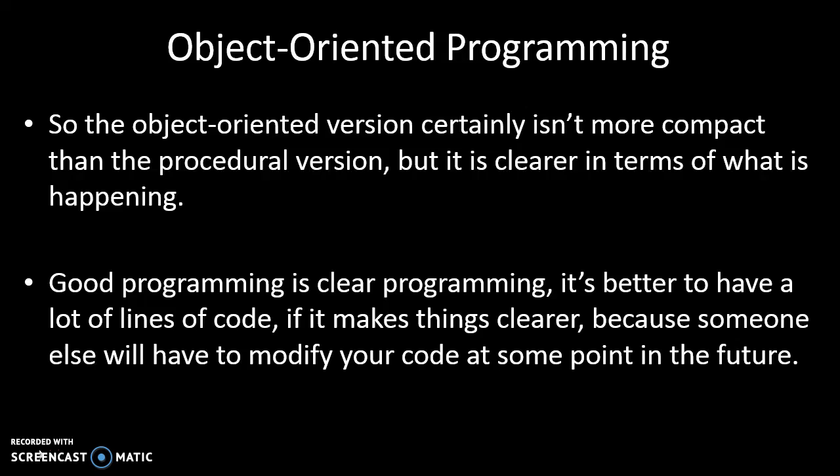So if it takes extra lines of code to make things clearer, don't worry about it, because the reality is somebody else will have to modify your code in the future. And if they can understand what you're doing, it makes life so much easier for them. So please be kind to those future programmers, because hopefully then somebody will be kind to you. And clarity is something object-oriented programming gives a lot more of, typically, than procedural programming does.